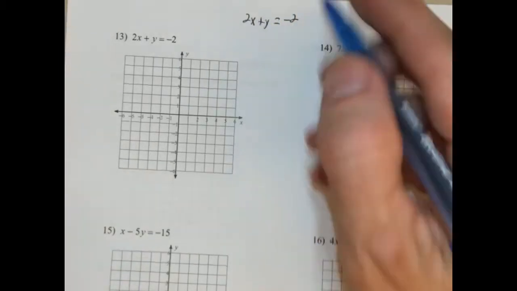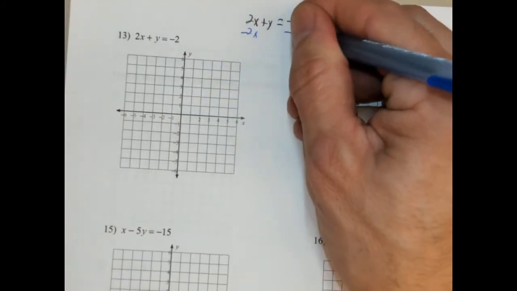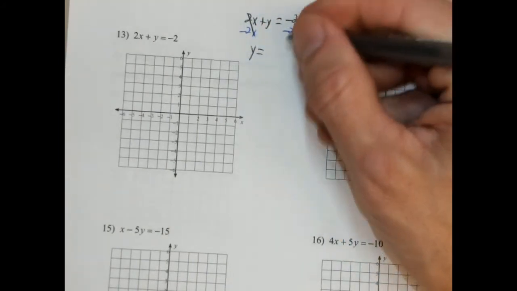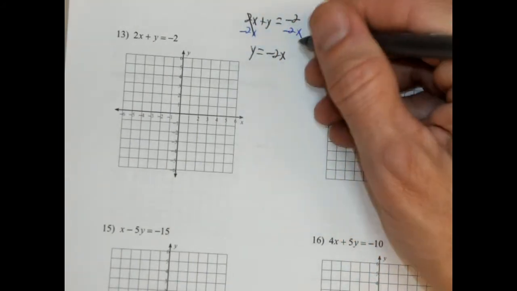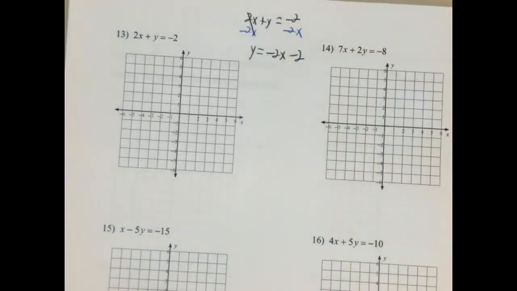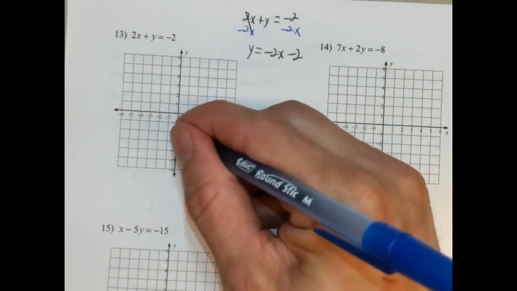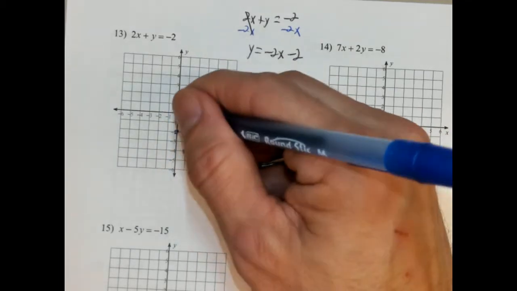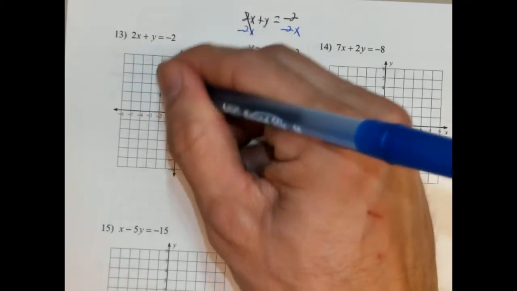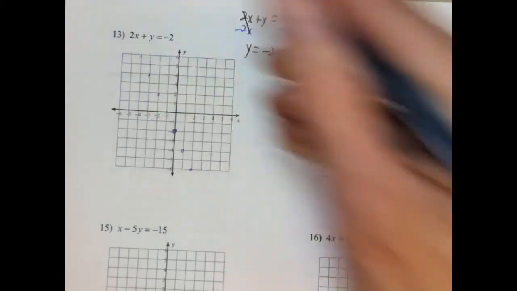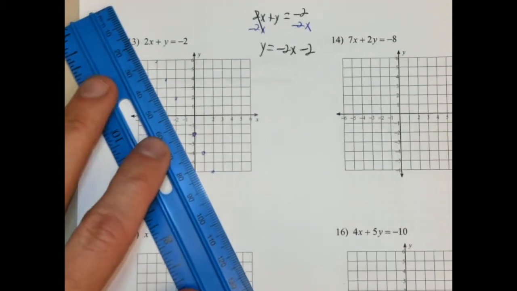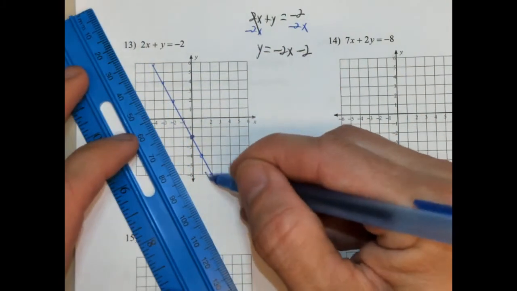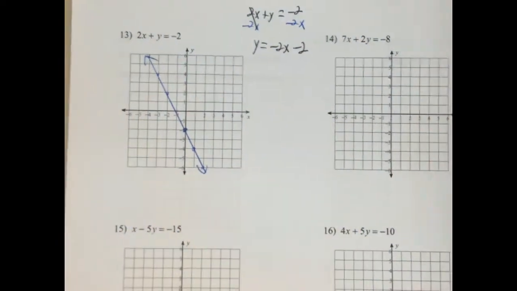And we're going to get y by itself. So we're going to subtract 2x from both sides, and we're going to get y equals negative 2x minus 2. And now we can graph it. So our y-intercept is negative 2. And our rate of change is negative 2 over 1. So down 2 over 1, down 2 over 1. We're going to go up and left, up and left. There we go. So let's go ahead and graph these. Okay, let's check this one out.